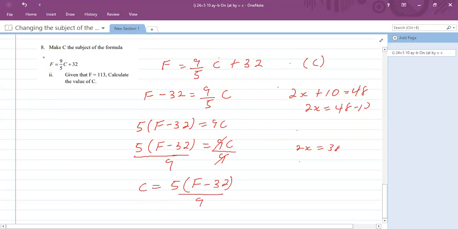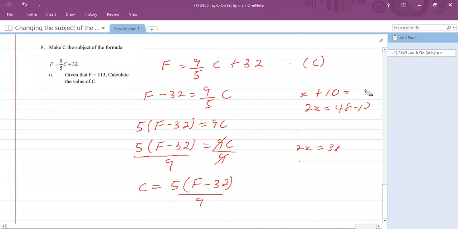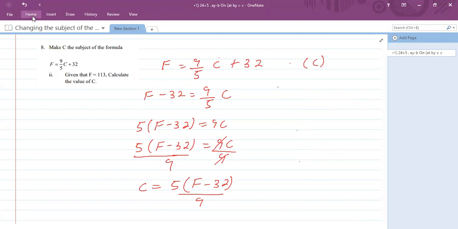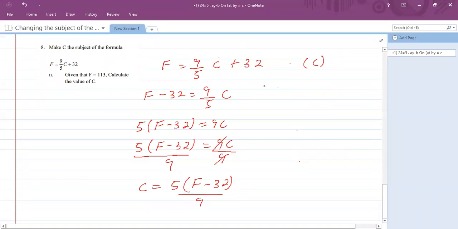That should have been the first part of the question. We should make C the subject, right? But what says part I? It says that if F is 130, find the value of C. Right? So here now, for the second part of the question, I.